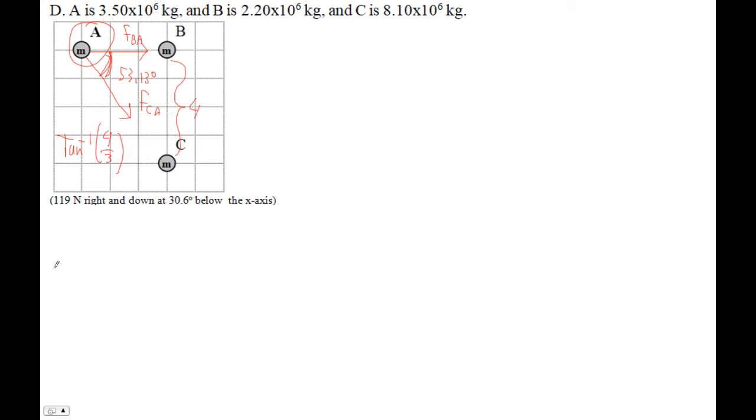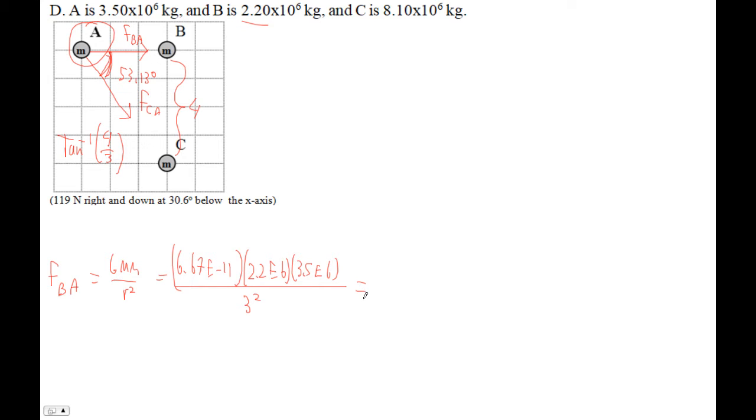Let's figure out FBA. It is equal to, now this is gravity, right? So we're going to go GMM over R squared. So it's 6.67 E minus 11. And then let's see, B is 2.2 megakilograms, right? 2.2 gigagrams. A is 3.5. And then we've got the denominator. How far is this? 1, 2, 3. Okay, that's easy. 3 squared plus 0 squared, right? There's no up and down, right? Okay, so let's figure that out.